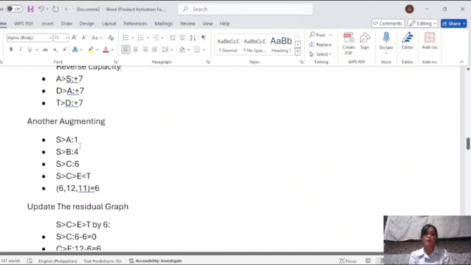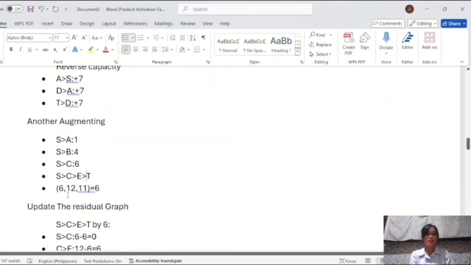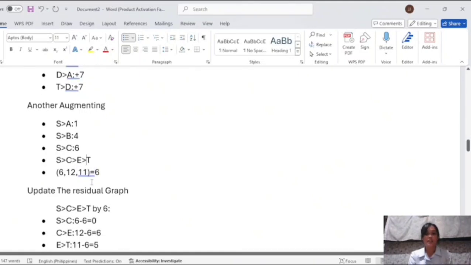So for another augmenting path: S to A is 1 and S to B is 4. Also S to C is 6, the initialized capacity. So S, C, E, to T is 6, 12, 11, and the bottleneck is 6.